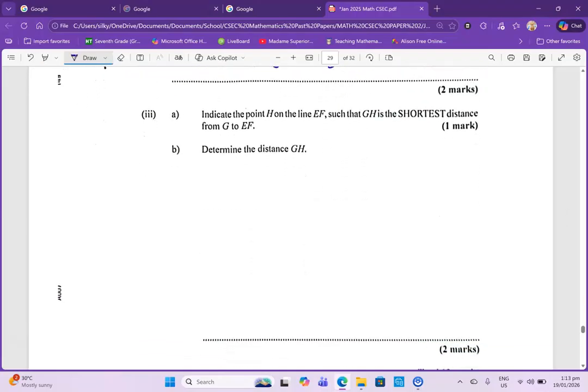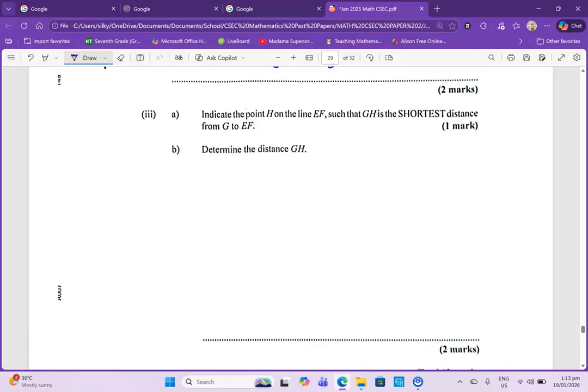So let's go on to the last part, part 3. For 3 marks: part A, indicate the point H on the line EF such that GH is the shortest distance from G to EF. And part B, determine the distance GH.